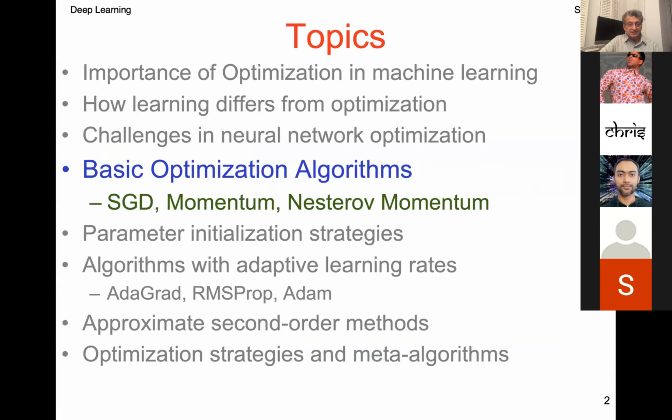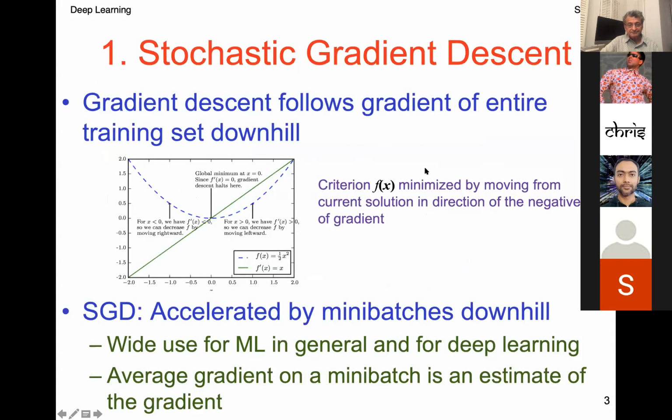So what do we learn here? This is stochastic gradient descent, momentum, Nesterov momentum. We just saw this diagram, stochastic gradient descent. In gradient descent, we take the negative of the gradient value and we change the previous setting. This of course is f of x squared. The x in this case is the weights, rather than the inputs. The function is minimized by moving from the current solution in the direction of the negative of the gradient.